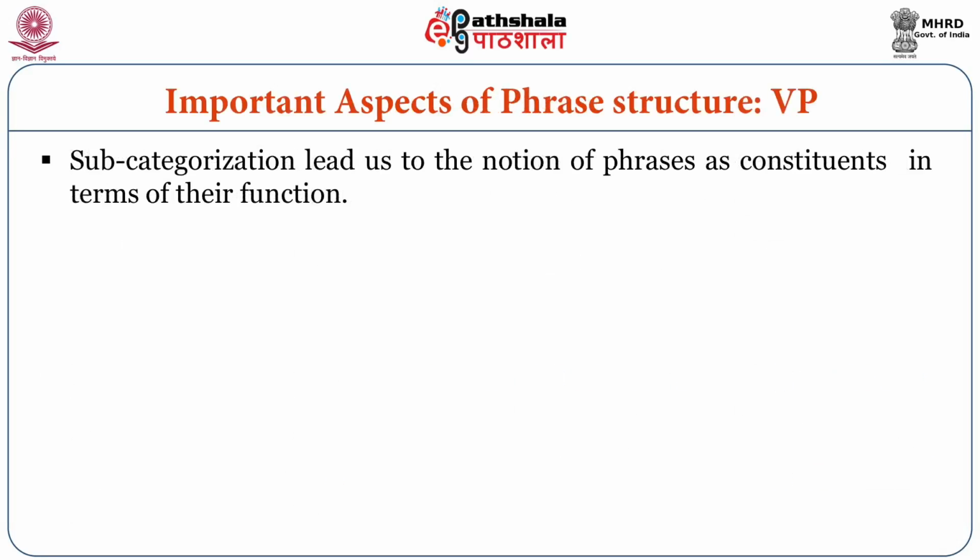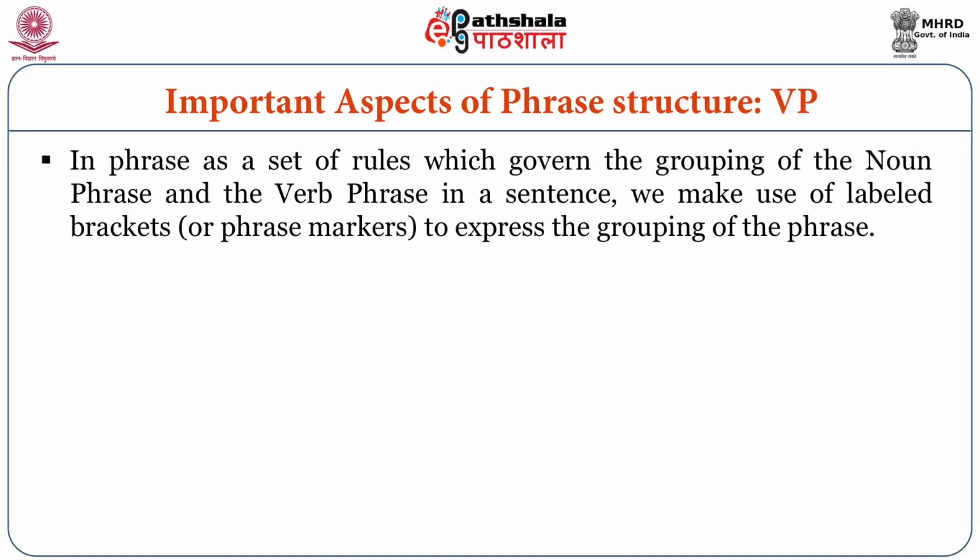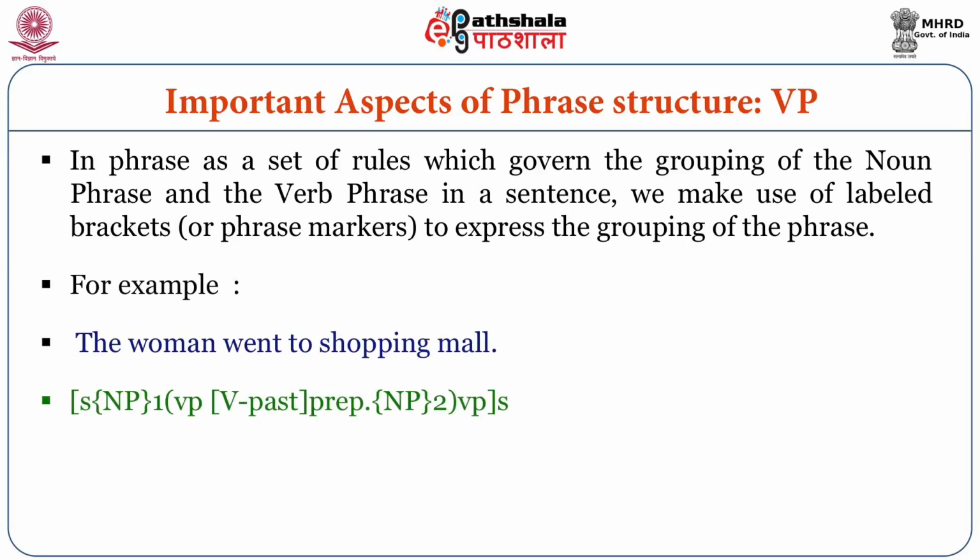Subcategorization leads us to the notion of phrases as constituents in terms of their functions. This further leads us to what is known as immediate constituent analysis to find out the constituent elements of phrases. You can call it an important aspect of phrase structure. In phrase structure, as a set of rules which govern the grouping of the noun phrase and the verb phrase in a sentence, we make use of labeled brackets or phrase markers to express the grouping of the phrase. On your screen, you can see the sentence, the woman went to the shopping mall, and according to the bracketing done, how this is represented.